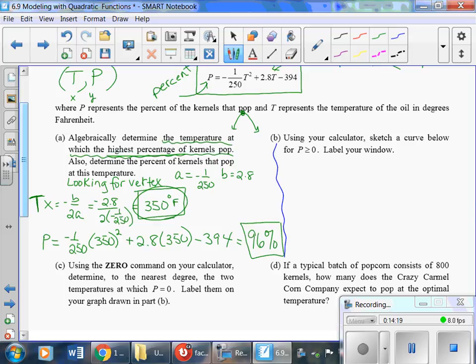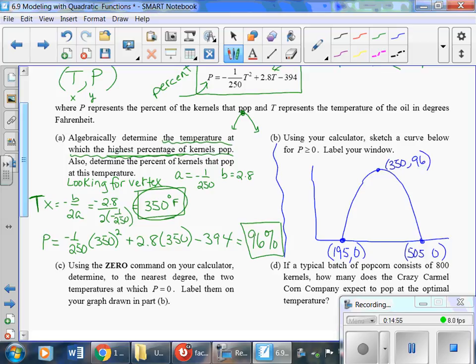So using your calculator, sketch a curve below for p greater than 0 and label your window. For example, what they're saying here is somewhere along the lines, I'm going to have someplace where it starts and it ends. And I can get these points from my calculator. Remember, these are my zeros. It's when my y's are zero. So this one is going to be 195. Again, right off our calculator, this is going to be 505. And we determine that our point right here is (350, 96). All right, so sometimes doing that first is a little bit helpful.